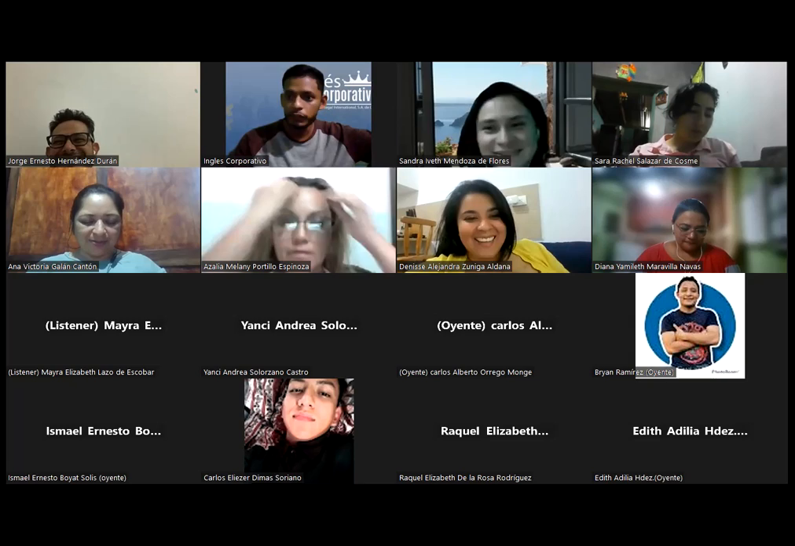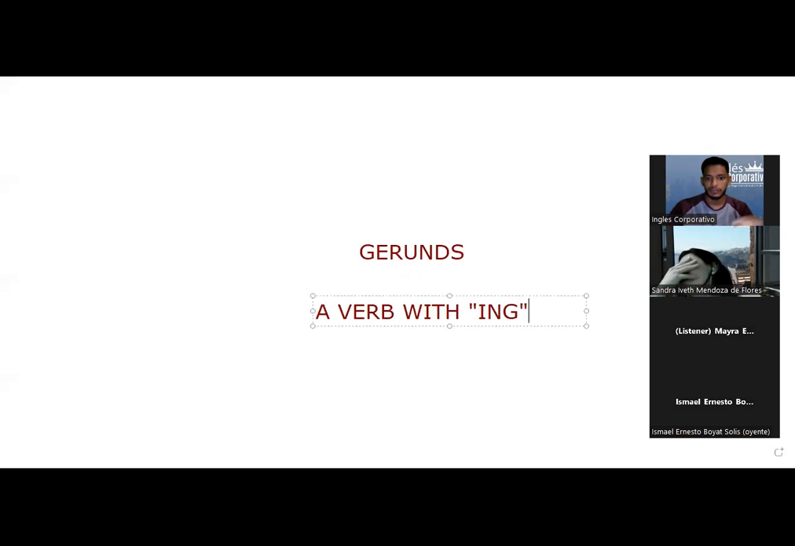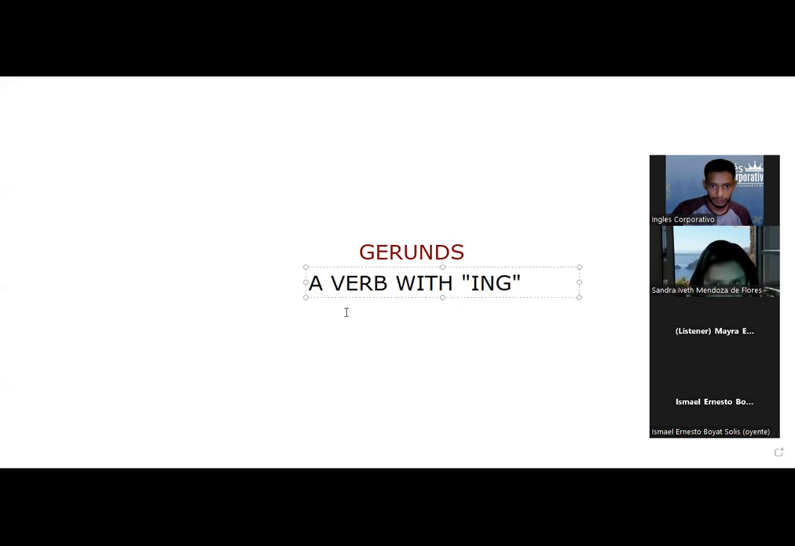Let me help you with something. Yesterday I introduced what a gerund is. Let's see what a gerund is, quickly. Okay, gerunds. I'm going to explain this to you again, because it's a little difficult to understand. A gerund is basically a verb with ing. That's a gerund: any verb with ing. Let me give you three examples.